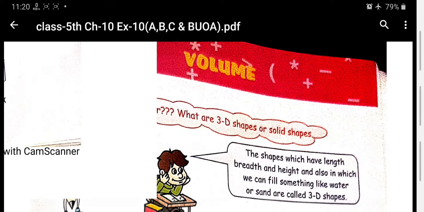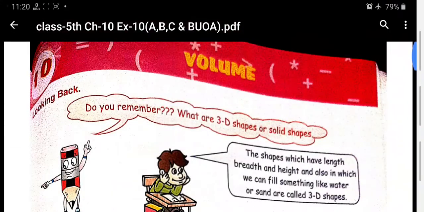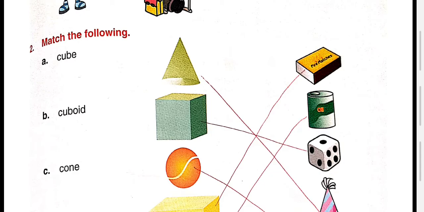Good morning, students. Today I am going to start your chapter number 10, that is volume. So your first question is match the following. What is the shape of a cube? Cube has equal sides, so it is known as the cube. So you have to match the first part with this, and cube is matched with this dice.